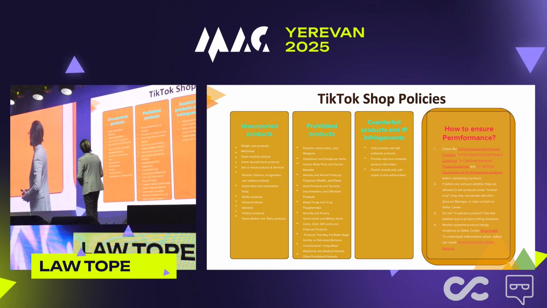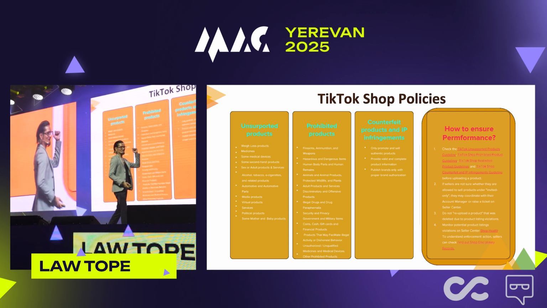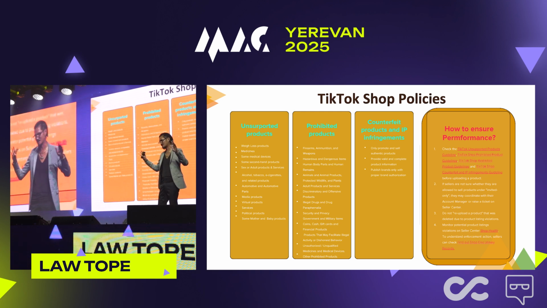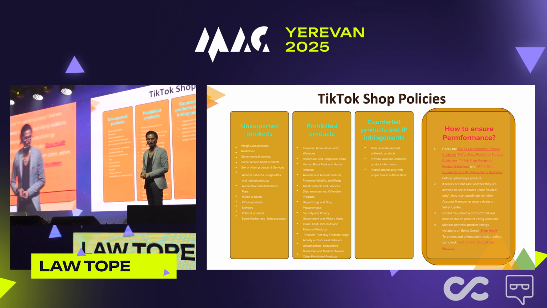Prohibited products are things like firearms and human body parts. This is actually from TikTok themselves. Counterfeit products are not allowed as well. I'm just here to show you that. So how do you ensure performance?